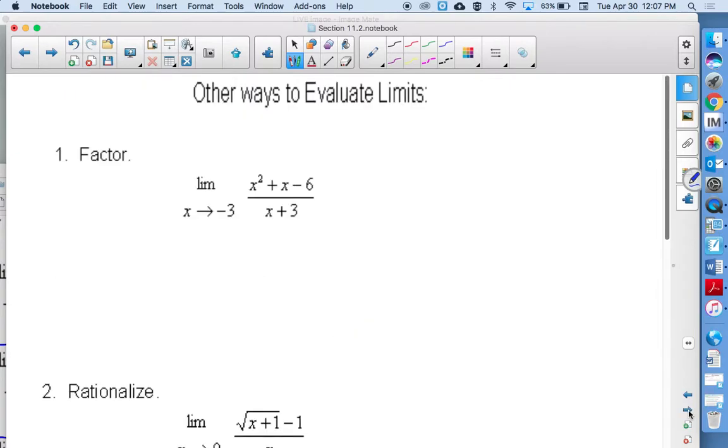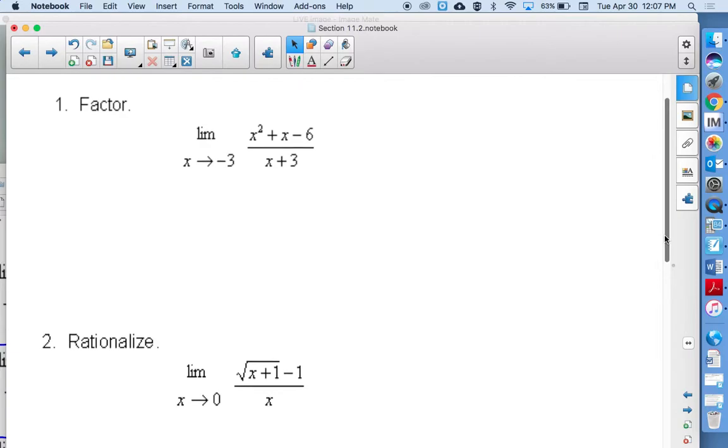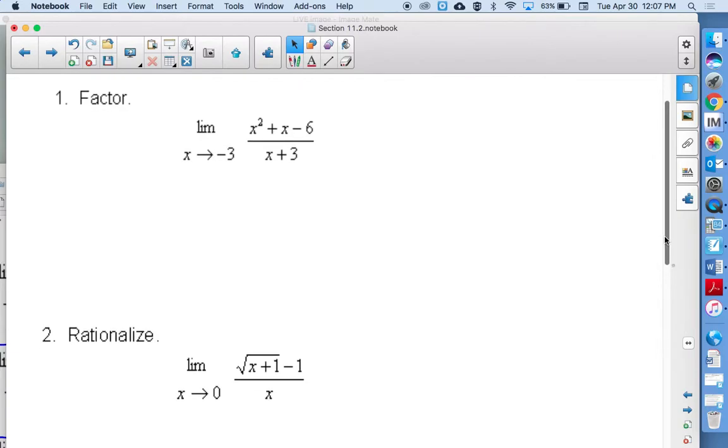Example number 2 underneath. Actually, I guess it's way number 1, outside of the direct substitution. It says other ways of evaluating limits. The first way is to factor, which is the second one that we looked at yesterday. So we have the limit as x approaches -3 of x squared plus x minus 6. Same problem up above, except on the bottom, we're now dividing this by x plus 3.